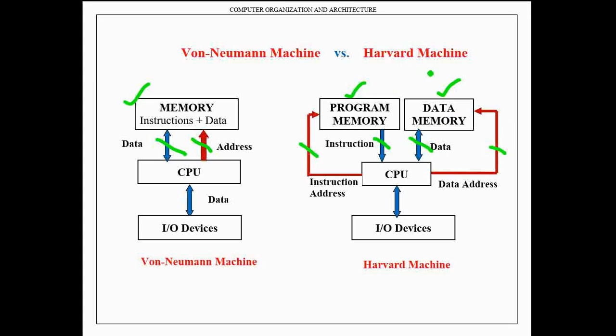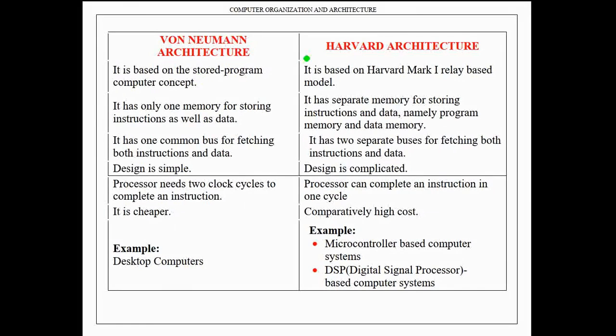Since the Harvard machine uses two different memories, its design looks more complex than the von Neumann machine. As well, the cost of developing a Harvard machine is also higher than that of a von Neumann machine. Let's now discuss the difference between von Neumann architecture and Harvard architecture.